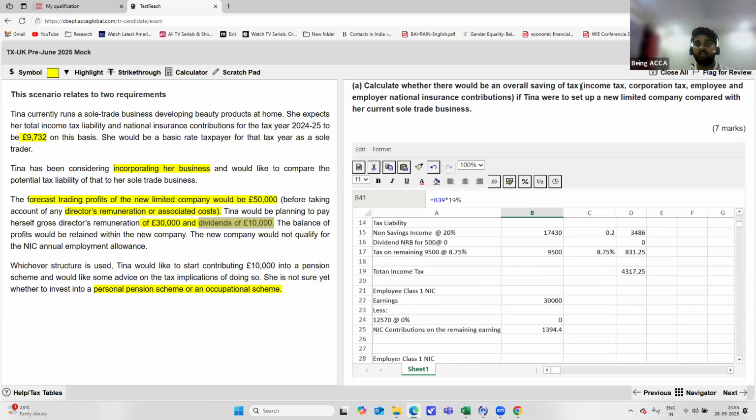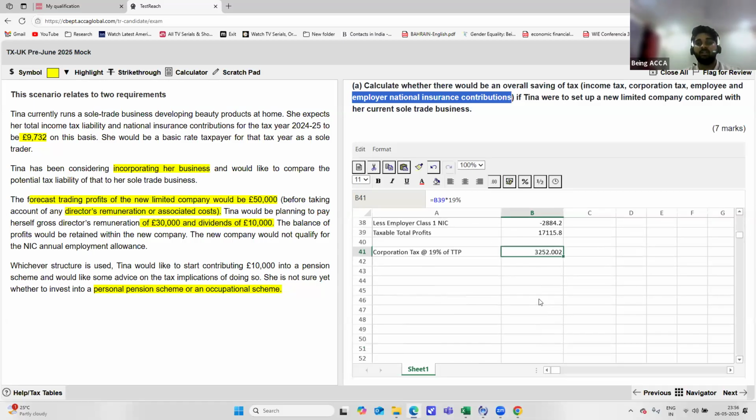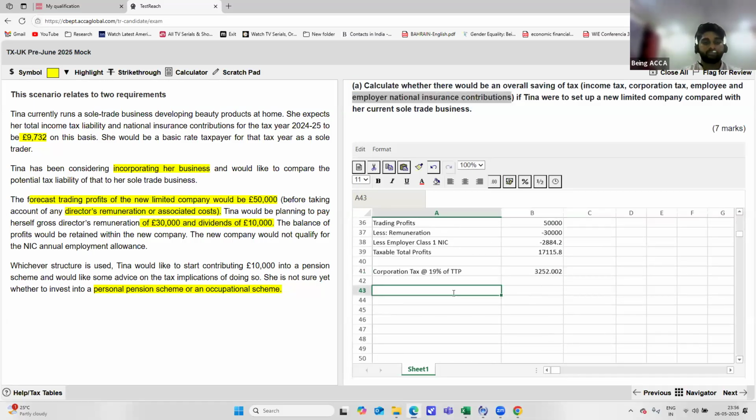Have we done everything? We calculated income tax, yes. Corporation tax, yes. Employee and employer NICs, yes. There will not be any class 1A NIC because there are no benefits being provided. So it's only employee class 1 and employer class 1 that will be taken into consideration. Now, let's see how much is the total amount that she's paying. Total tax and NIC payments made by Tina if she incorporates her business.